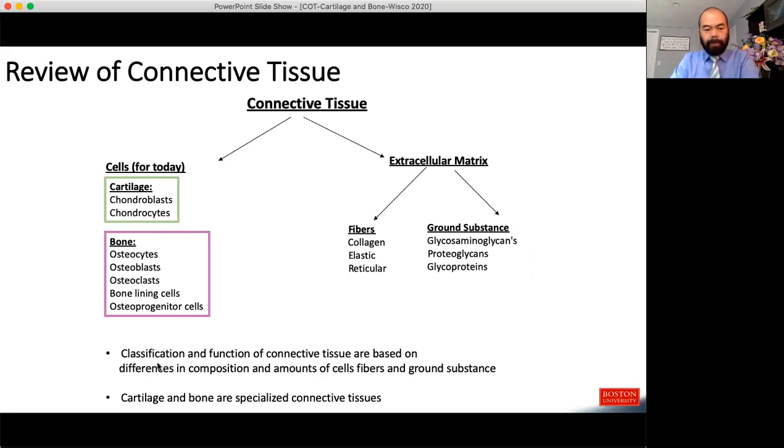So the classification functions of these connective tissues, including cartilage and bone, are based on the differences in the composition of the cells and the fibers and the ground substance. And cartilage and bone are no different. They just have a specialized role as far as their function in the body.